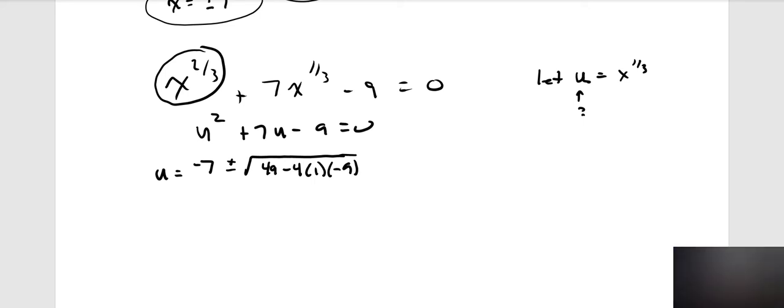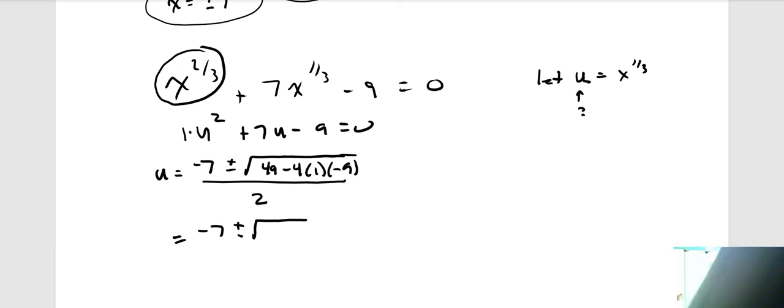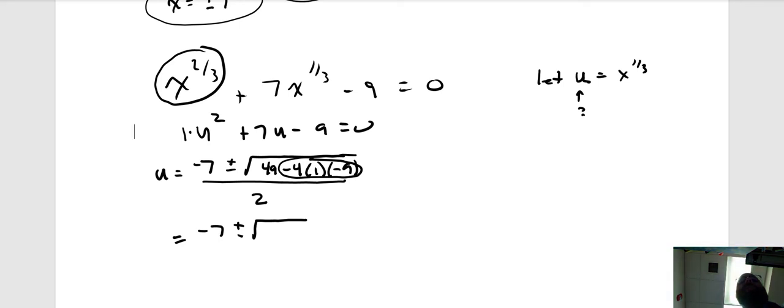And again, the a is 1 because you can think of this as 1 times u squared. Make sure you get this, that the c is -9. That's important. And then all over twice a. Well, 2 times a is just going to be 2. Now we're going to clean it up a little bit. -7 plus or minus square root of. All right, so now this is positive now. So that's 49 plus 36.